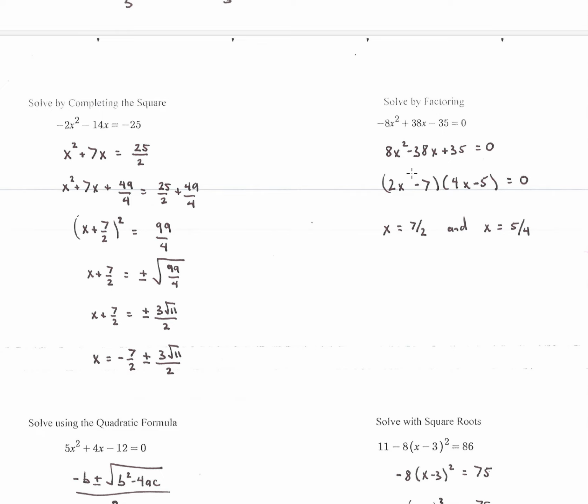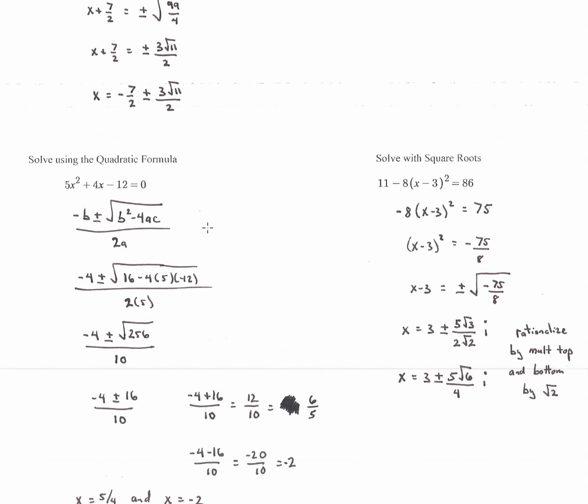And when you get the -7 and the 4, you get a -28x, and then you get another -10x from there. And then you're like, oh, look at that. It combines to make -38x. And then you factor, and then you set them both equal to 0 to solve.